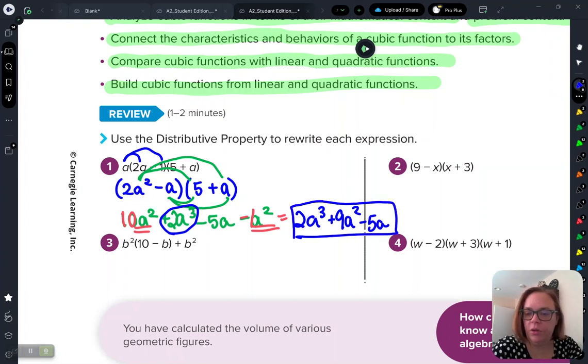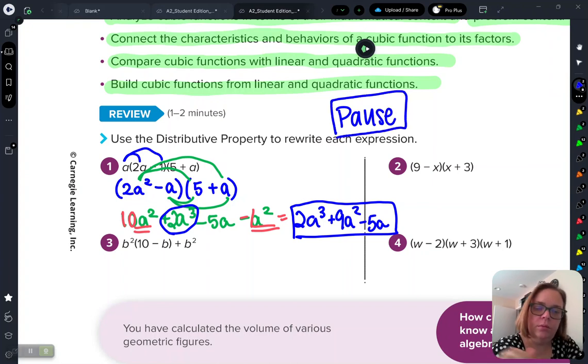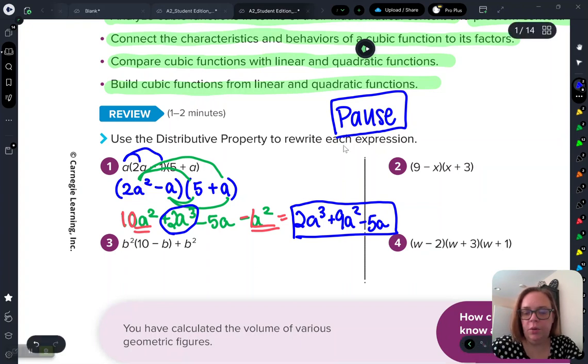Okay, I'll leave you to do the other three. Go ahead and pause the video and give these other three a try. And then when you're ready, you can unpause the video to see if you got them right.